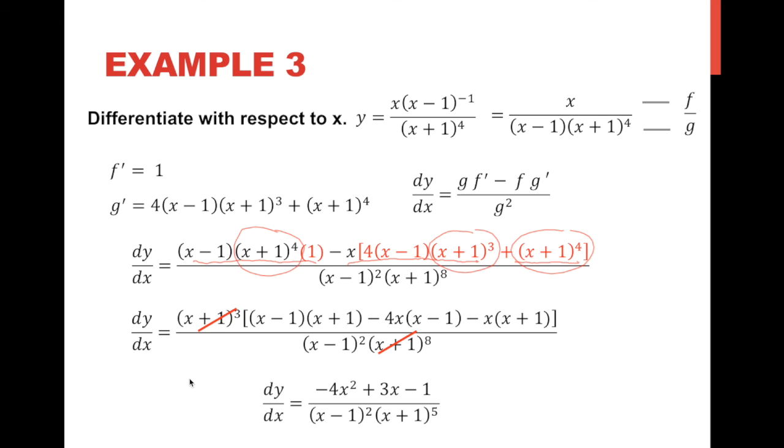And our numerator now, if you're going to combine similar terms, simplify the numerator, expand it, it's going to be negative 4x squared plus 3x minus 1, and then all over x minus 1 squared times x plus 1 to the power of 5. So if you further simplify it, the answer, our gradient function, looks more simple and better.